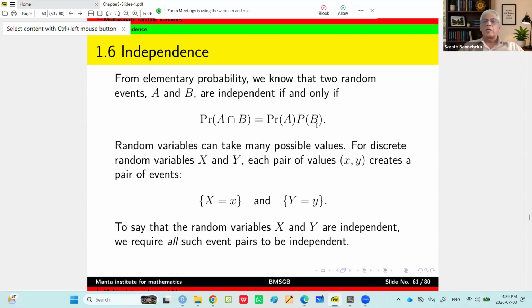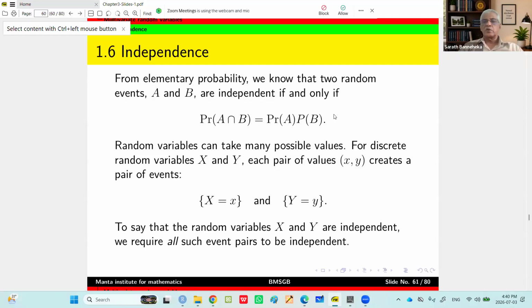Now, how do we define the independence of two random variables, say X and Y? For random variables, you can consider a large number of events, not only one event. If you are talking about events A and B, you have only one intersection to consider. But if you consider random variables, you can consider a large number of events and their intersections. Then for each of those intersections, this condition has to be satisfied.